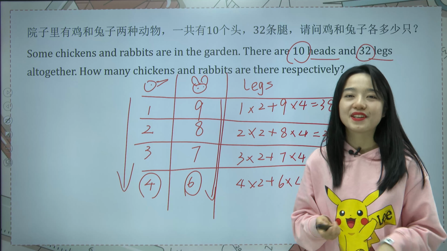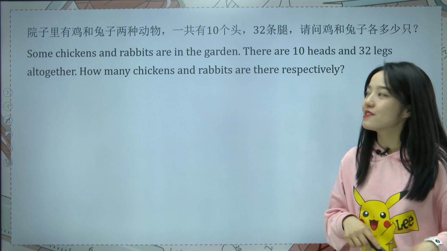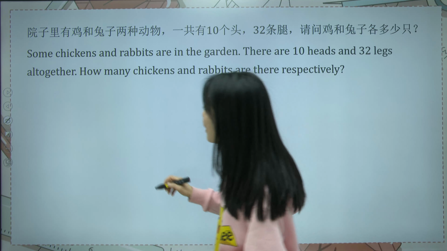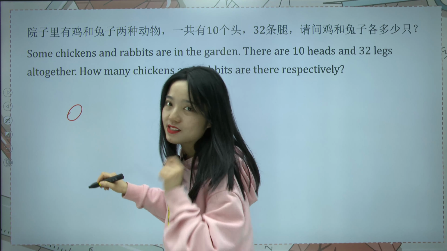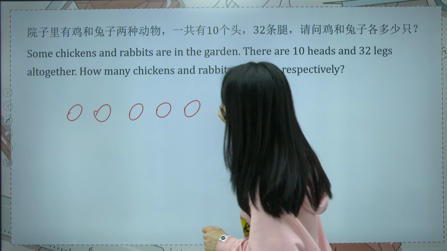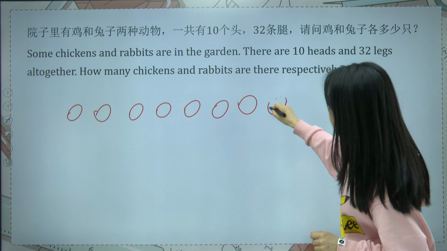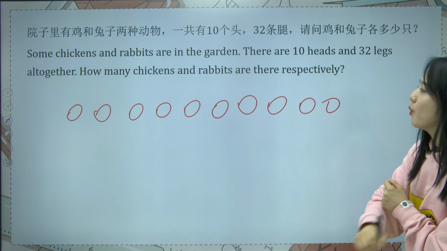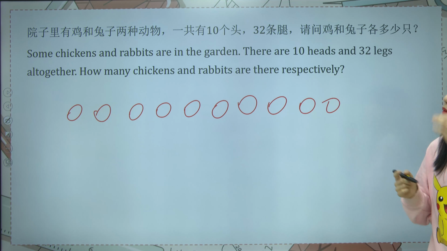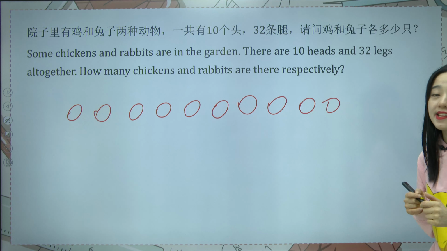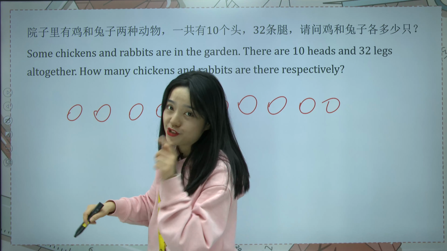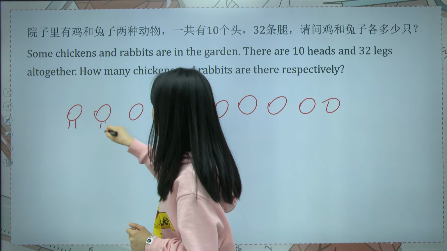And the second method is quite interesting because it's called the drawing method. Let's draw them. Okay, so because there are 10 heads altogether, let's draw 10 circles. Okay, now we have 10 circles here. And because chickens have fewer legs, let's draw 2 legs to each head first to represent the chickens. 2 legs for each.